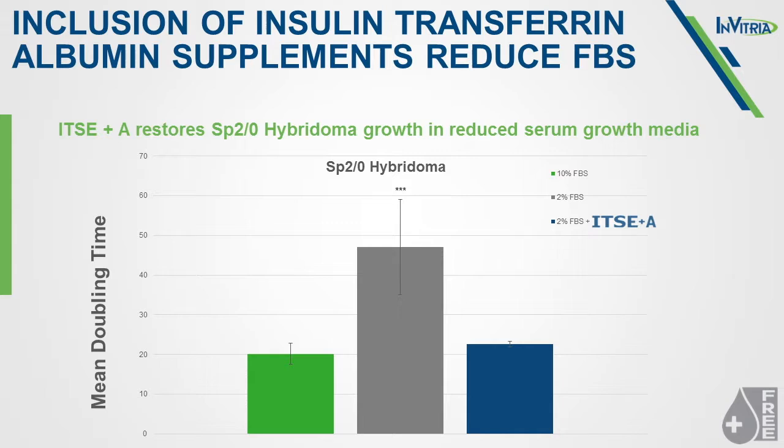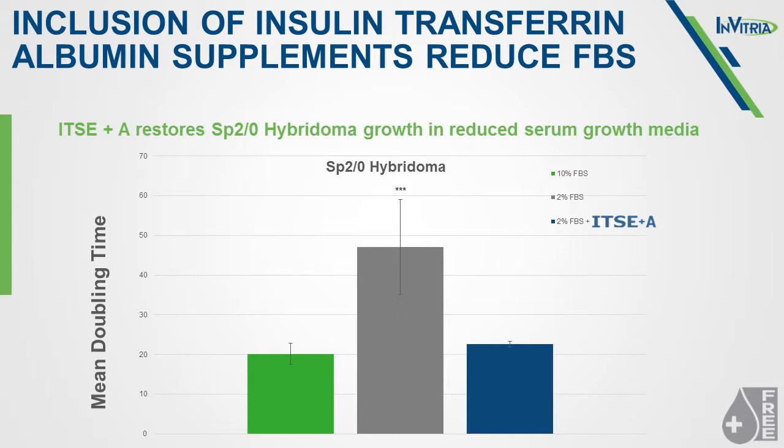In this particular example, this is an SP20 hybridoma, a murine hybridoma line that has been traditionally grown in DMEM/F12 with GlutaMAX, the glutamine dipeptide, in addition to 1X F68, 10 millimolar HEPES, and either 10% FBS, 2% FBS, or 2% FBS with the final inclusion of 8 mL per liter ITSE A.